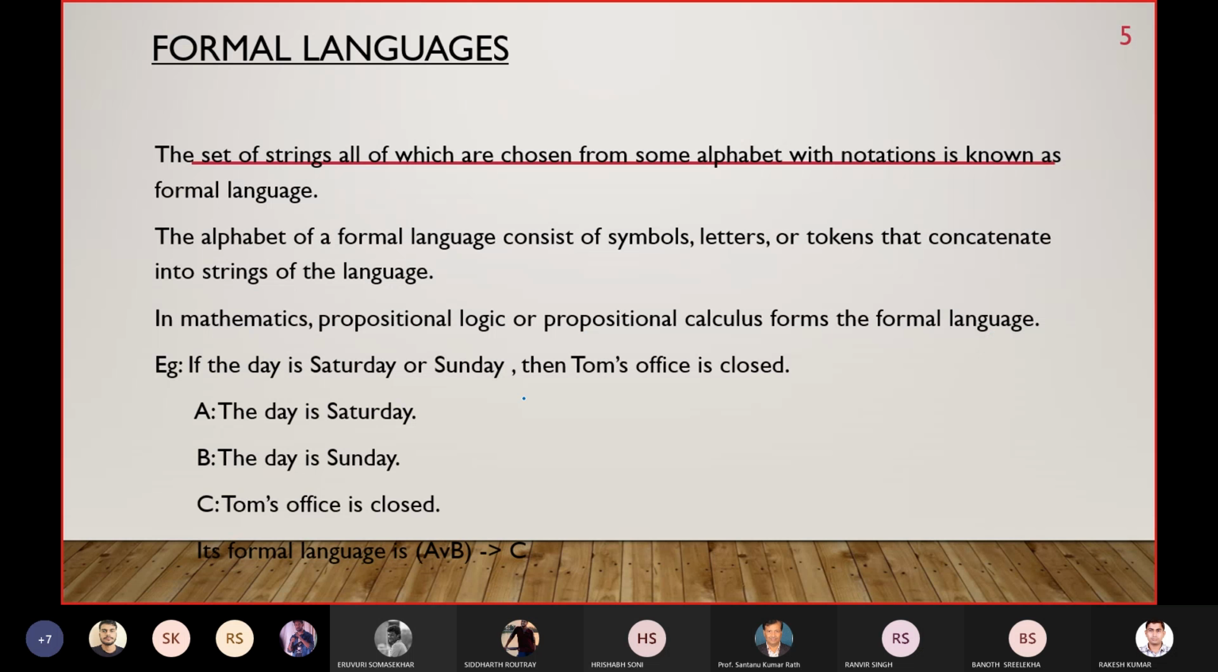I have taken this example to make formal languages clear: if the day is Saturday or Sunday, then Tom's office is closed. I have taken three notations: A means the day is Saturday, B means the day is Sunday, and C means Tom's office is closed. I have used 'or' here. For this sentence, the formal language will be A or B implies C. The entire sentence is defined using this formal language.